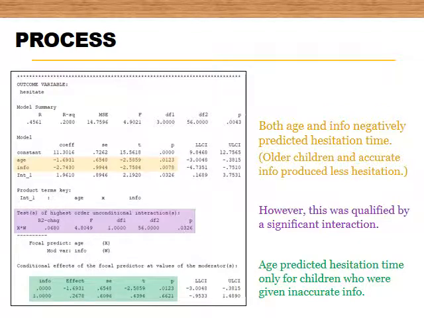So to make sense of this interaction, what we have to do is run separate simple regressions for our two conditions. In other words, a regression using only kids who were given inaccurate information and a regression for only kids who were given accurate information. As shown in the green area, kids who were given inaccurate information did show a significant negative relationship between age and hesitation time. But for kids who were given accurate information, there was no relationship between age and hesitation time. So in other words, age was a significant predictor of how long a child hesitated, but only if that child was given inaccurate information.